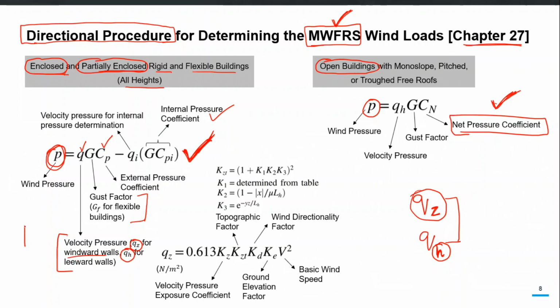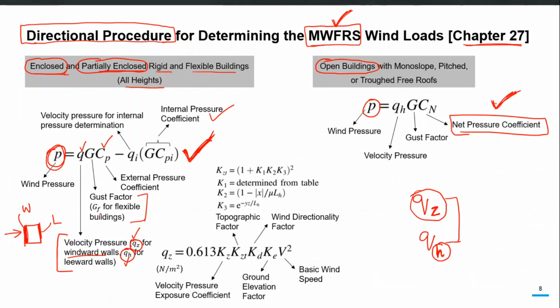So for example, if this is your plan view and this is the wind direction, so this one is the windward side and the opposite is actually the leeward side. So for the leeward side, you will be calculating velocity pressure at the roof level of the building, but for the windward side, you will be calculating it at different levels, different heights denoted by Z.